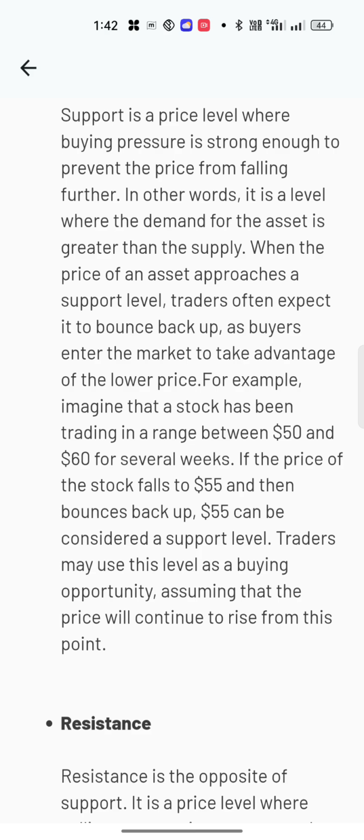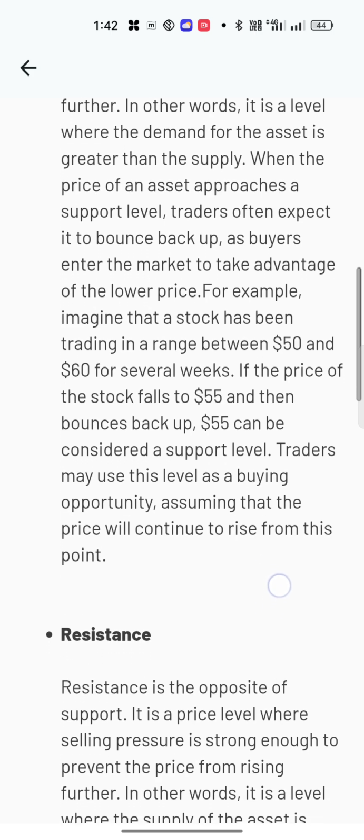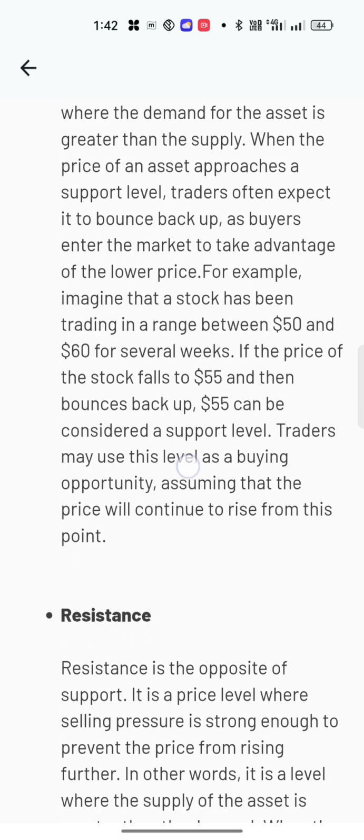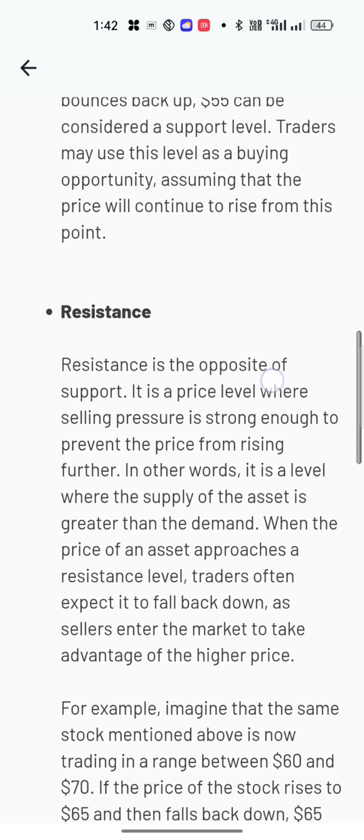For example, imagine that a stock has been trading in a range between $50 and $60 for several weeks. If the price of the stock falls to $55 and then bounces back up, $55 can be considered a support level. Traders may use this level as a buying opportunity, assuming that the price will continue to rise from this point.